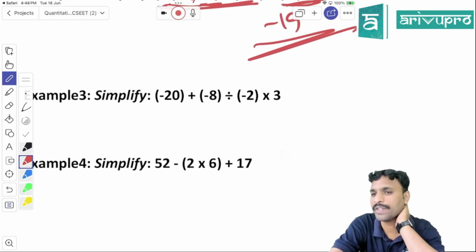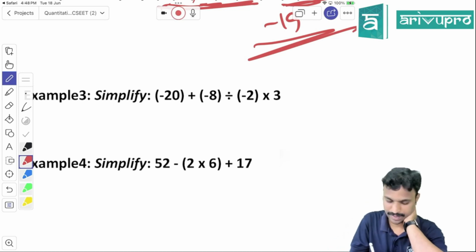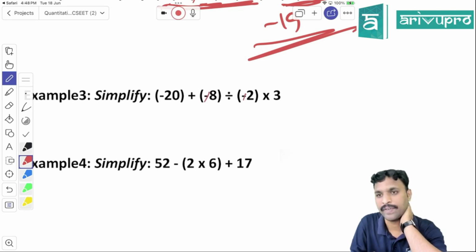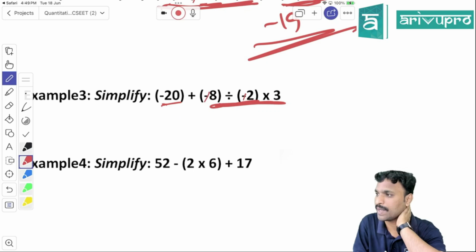Now tell me, which one to handle first? Division. Because, first of all, what gets cancelled? Minus minus will get cancelled. 8 by 2 is 4. 4 3s are 12. What is this? Minus 20. Minus 20 plus 12 is?